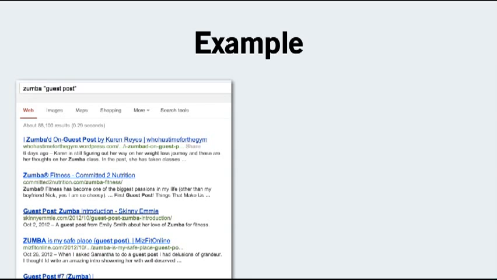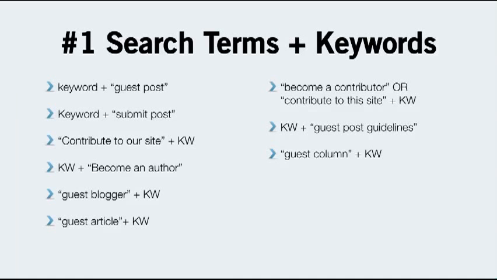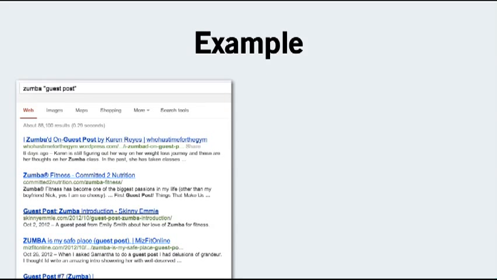Let me give you an example. So let's say I am a fitness instructor or a trainer or something, and I want to guest post on some Zumba sites. I don't know why I picked that, but it works. So what I did here was use this example right here, that very first one, the keyword plus guest post, okay? I did the keyword with Zumba, and I put guest post in quotes like we talked about, so Google only searches for that.